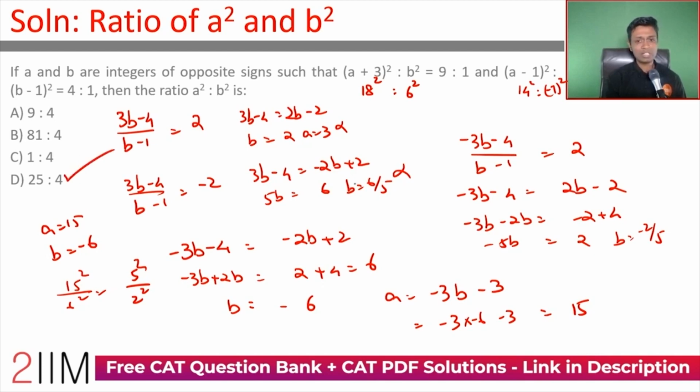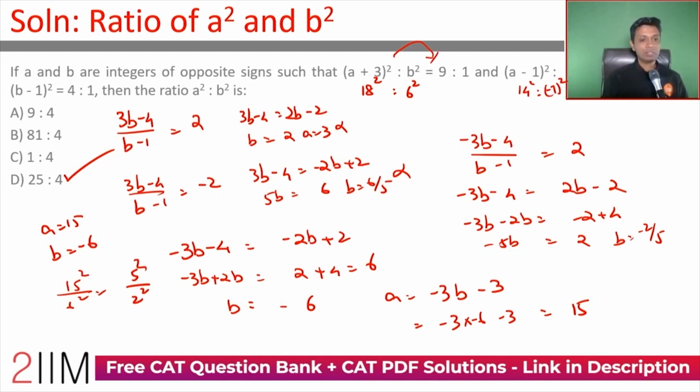Very doable question, just that this ratio could be plus or minus 3 when you take the square root. a plus 3 by b could be plus or minus 3. a minus 1 by b minus 1 could be plus or minus 2. Plug in all 4. Only one combination where we get integer values for a and b and of opposite sign.